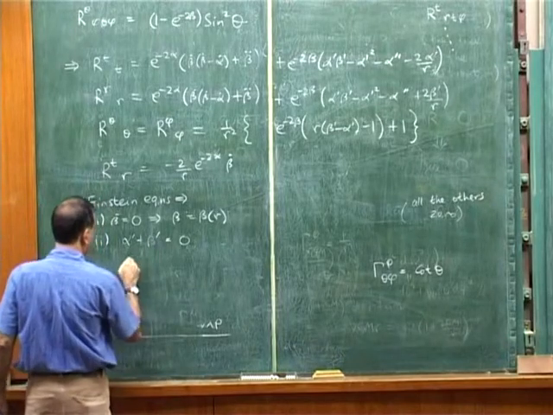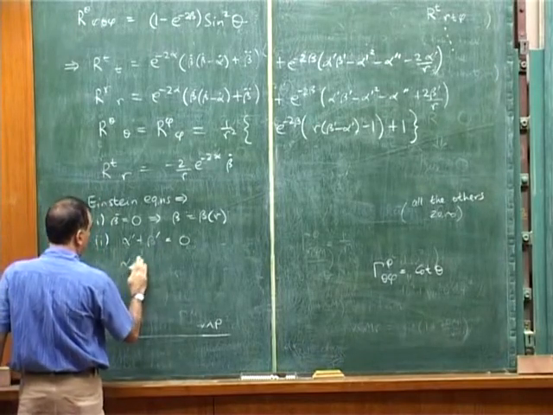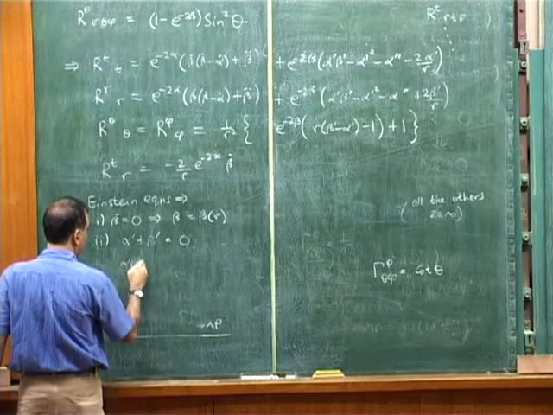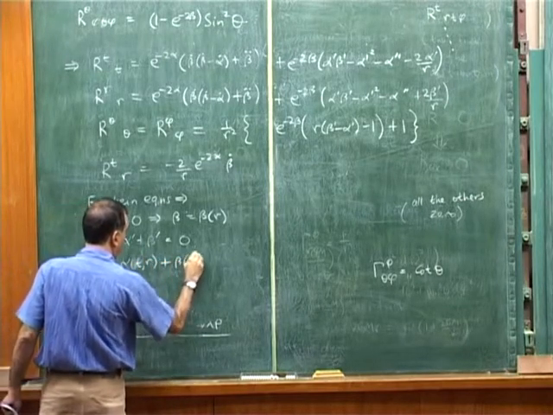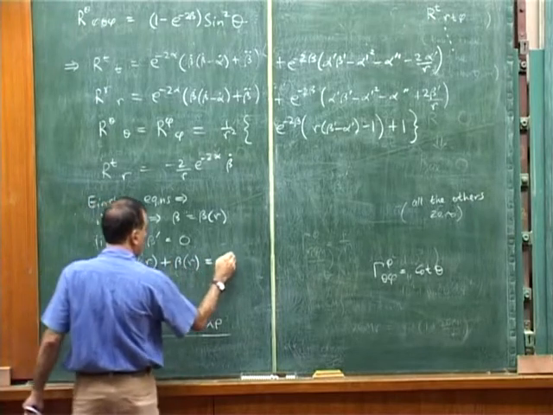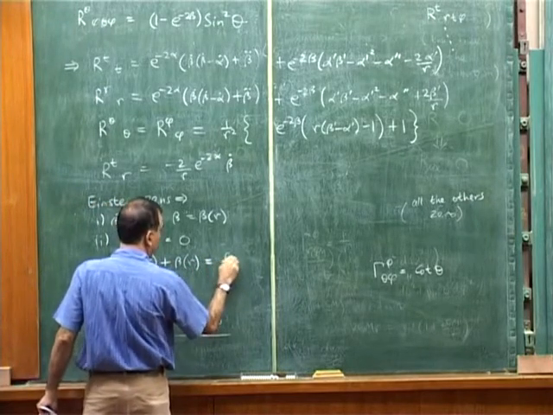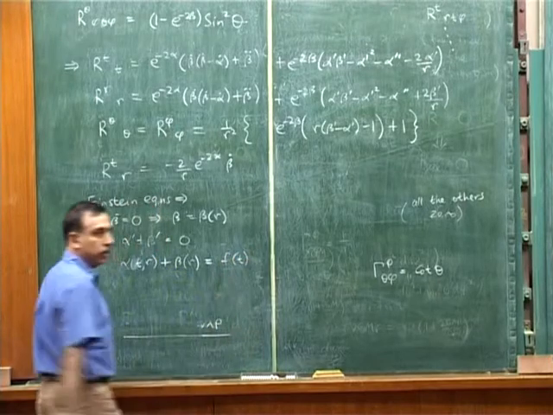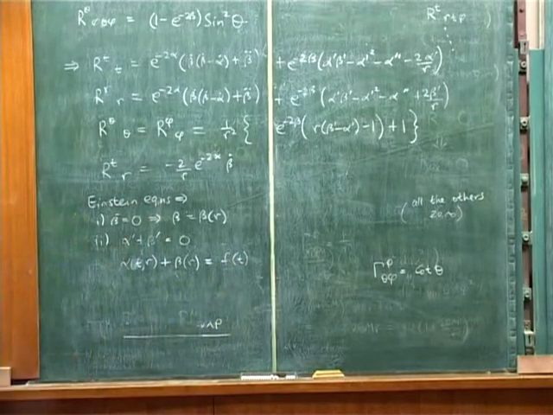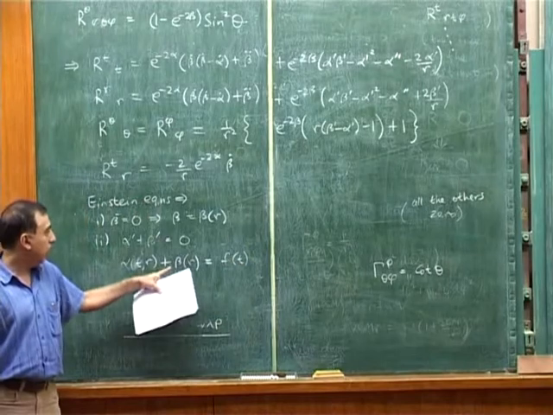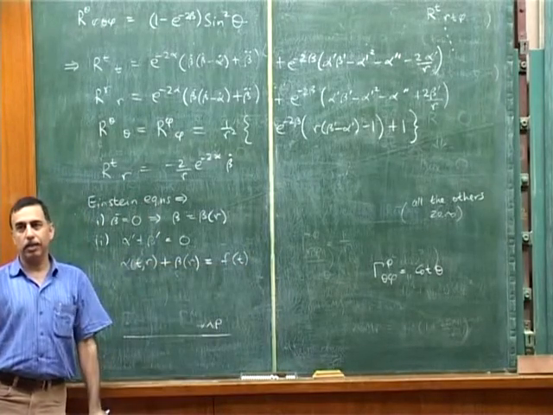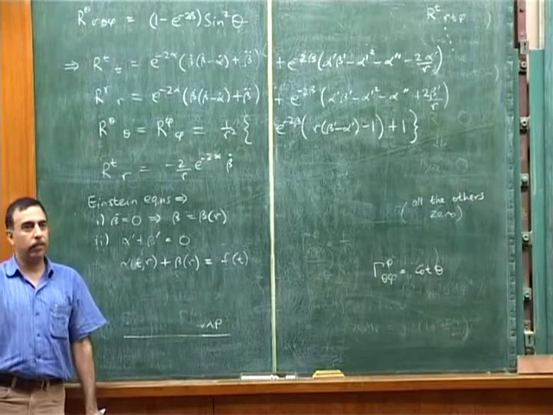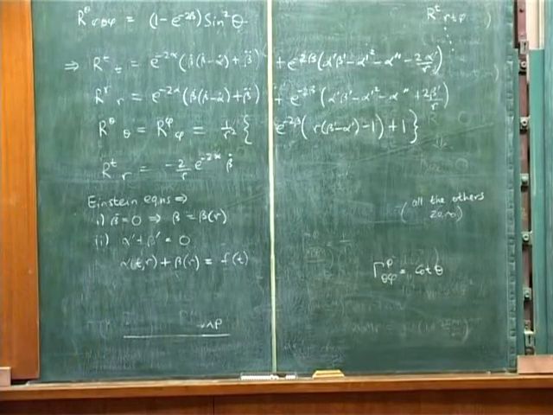Let's solve this. So this tells me that alpha of T and R plus beta of R is equal to some unknown function f of t, an integration constant. It's an integration constant in R, but it can of course be dependent on t, since it's a partial differential equation, right? Functions of two variables.